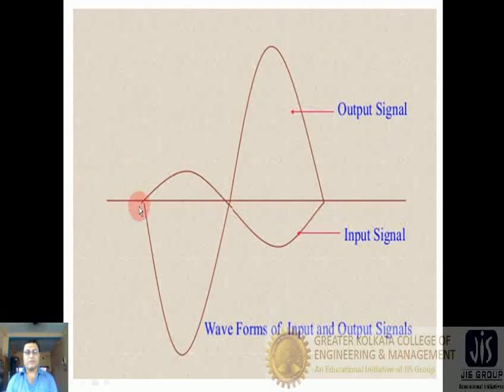Here we can see the input signal to the base. As the base current increases, the effective resistance of the transistor decreases, and so there is a voltage drop across the output.